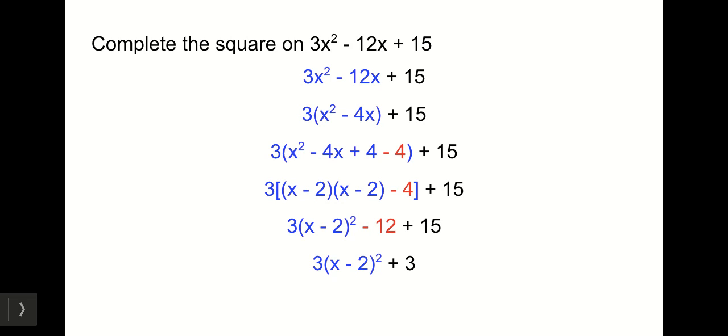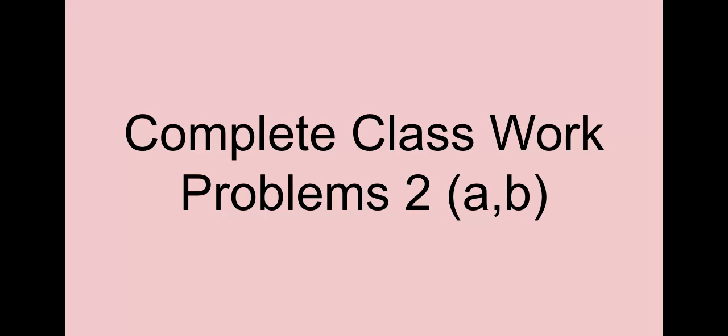All right, so completing the square is just the same as when we discussed it in previous lessons. And when you have a coefficient out front of the x squared, you have to factor that out before you can complete the square. Okay? All right, so I'm going to stop the video and do classwork problems 2A and B.